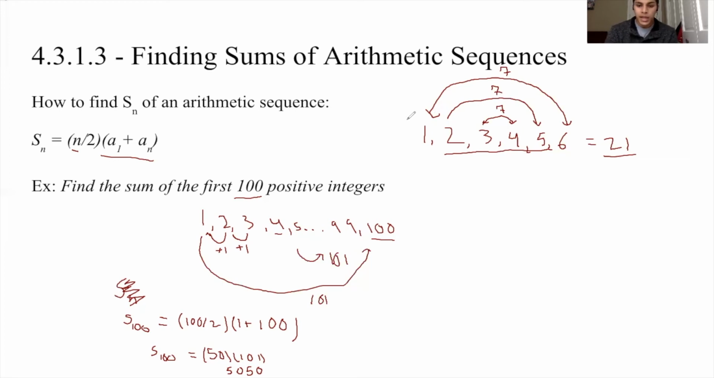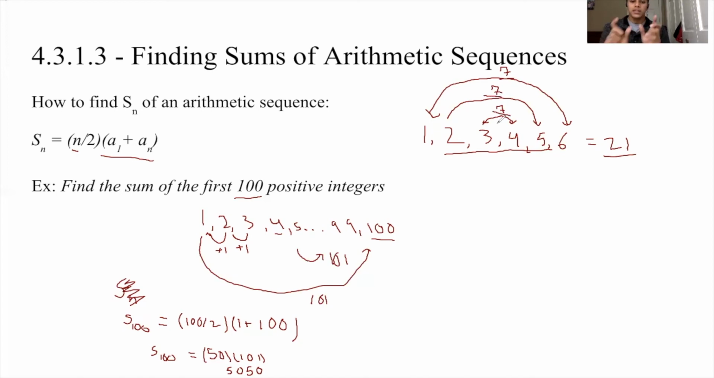So we know that when we add 1 and 6, that's 7. And we know that when we find the sum of this arithmetic sequence, it's going to be a multiple of 7, because we're adding 7 a bunch of times, because we have the sum of the first and last term, the sum of the second and second to last term, and the third and third to last term. So now we just need to figure out how many 7s we have in this arithmetic sequence.